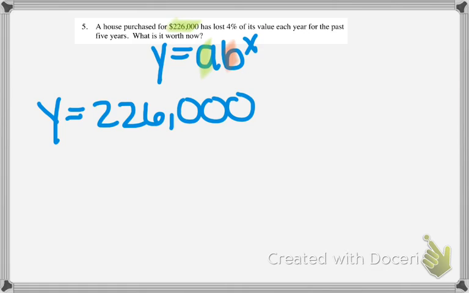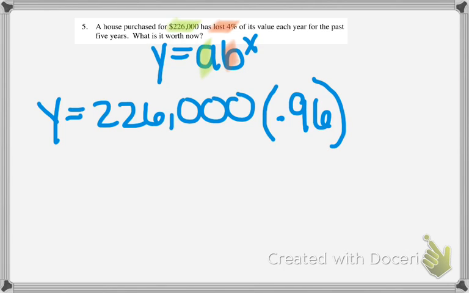Alright, now we find our b. Looking at our equation, it says a house purchased has lost 4% of its value each year for the past 5 years. Okay, so b, because it's the multiplier, it tells us how much we're decreasing or increasing from the initial value. So if it's losing 4% of its value each year, we're going to be left with 96%. So each year we want to be able to find 96%. So we put that in decimal form. So 0.96 is our b value.